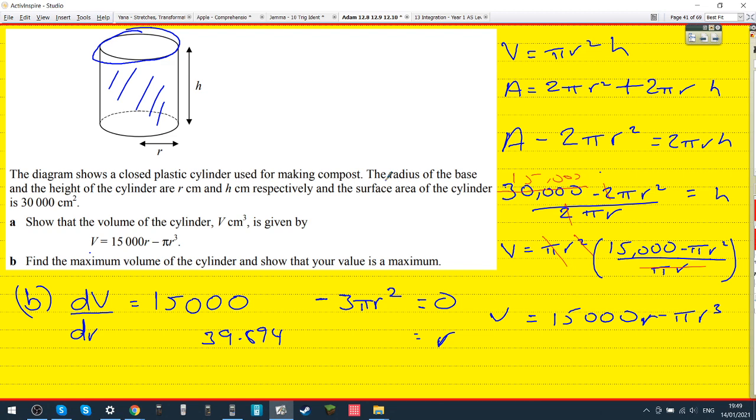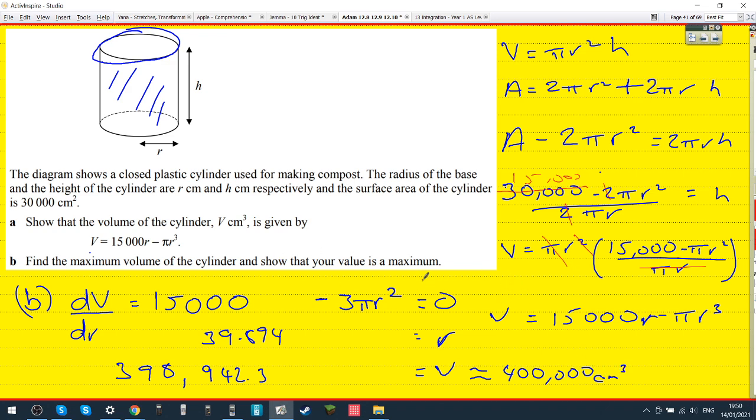I got 398,942.3 to one decimal place. I'm going to say that that's roughly 399. I'm saying 400,000. What do I care? Okay. 400,000 centimeters cubed.